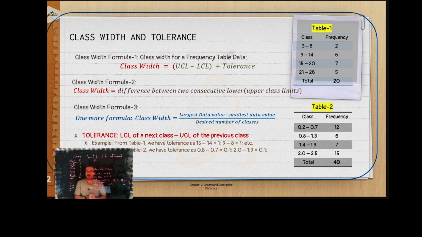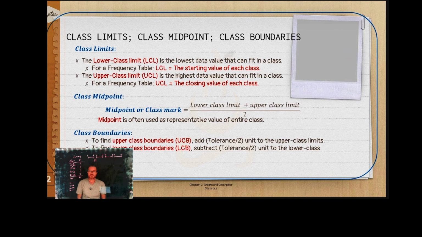In the table on the bottom right, table 2, you'll see that we have values that go from 0.2 to 0.7. The second group is 0.8 to 1.3. The third group is 1.4 to 1.9. The fourth group is 2.0 to 2.5. In this case, because our data points are based on single decimals, that means we would have a tolerance of 0.1. Great.